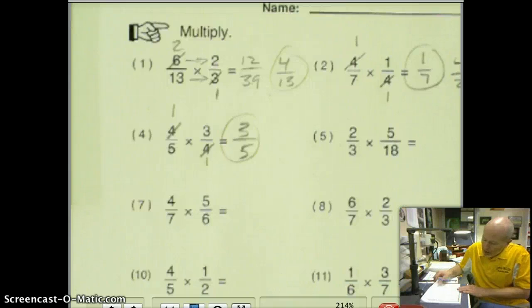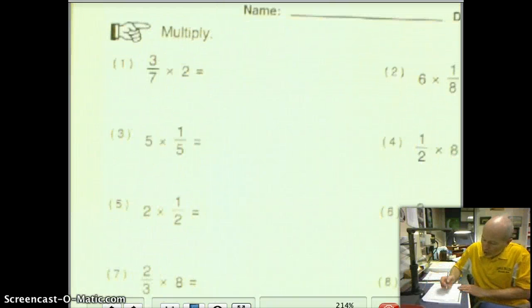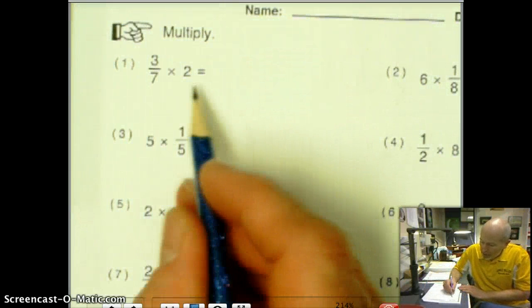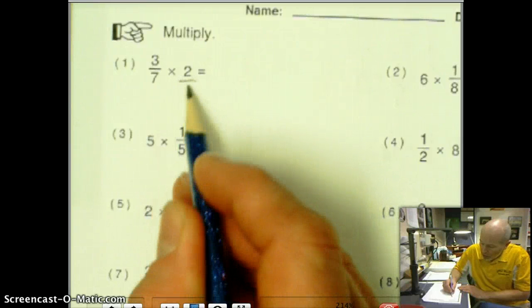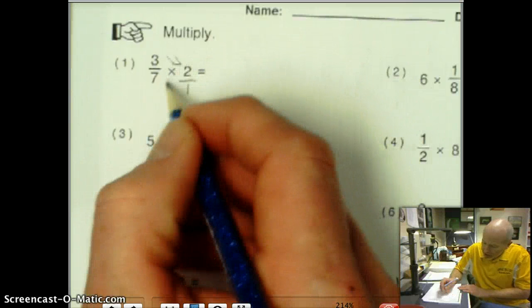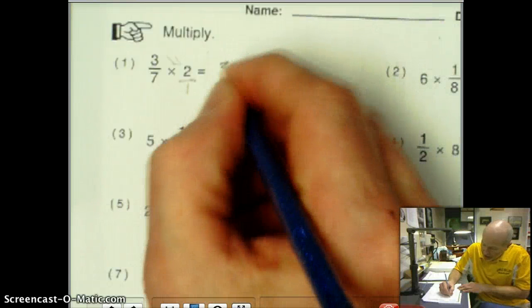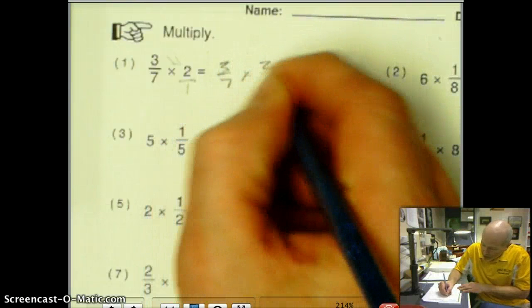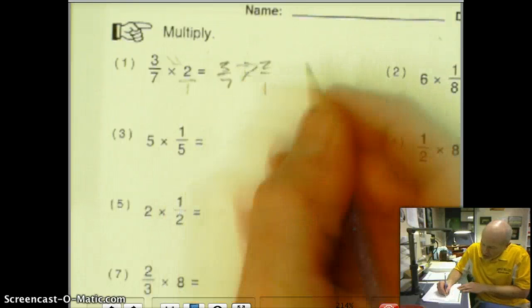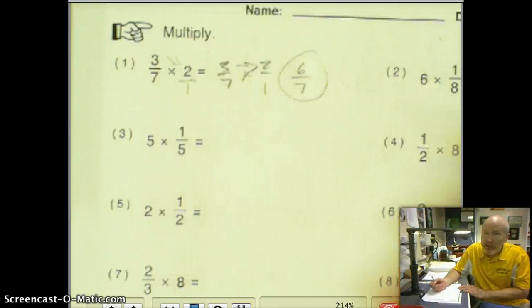All right. Let's see, turn the page. The next page is going to be multiplying fractions by whole numbers. First thing you have to do here is remember that a whole number will be over a 1. I think I'm just going to go ahead and rewrite this. 3/7 times 2 over 1. 3 times 2 is 6. 7 times 1, 6/7. That is in simplest form, so we're good right there.